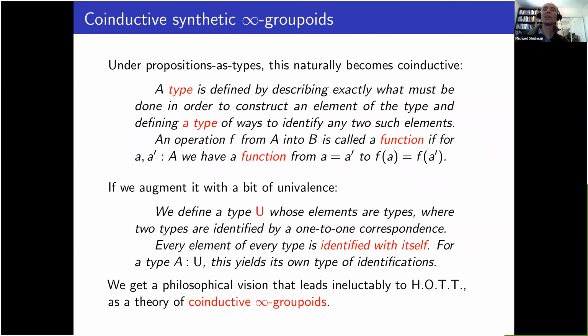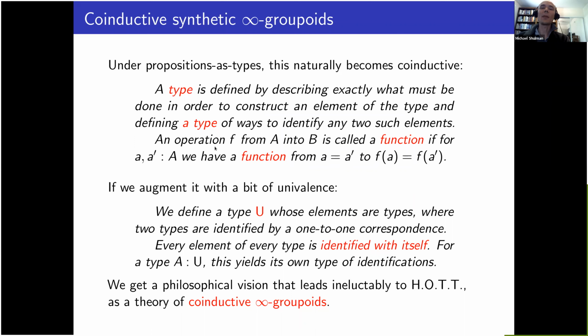So let me now give you a co-inductive version of Bishop's view of sets. Bishop said a set is defined by describing what must be done to construct an element of it, and what it means to identify any two elements. So if we take that seriously, the propositions-as-types way, then what we should be doing is defining a type of ways to identify any two elements of a type. That sounds circular, but let's interpret it co-inductively, because that's essentially what we've just done.